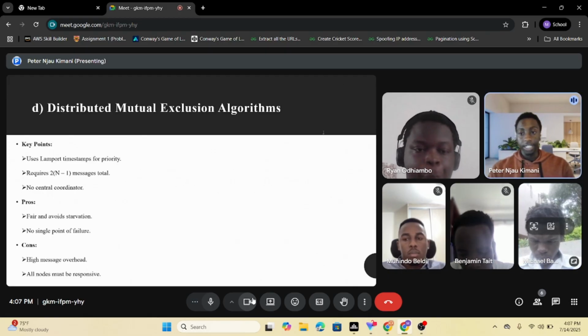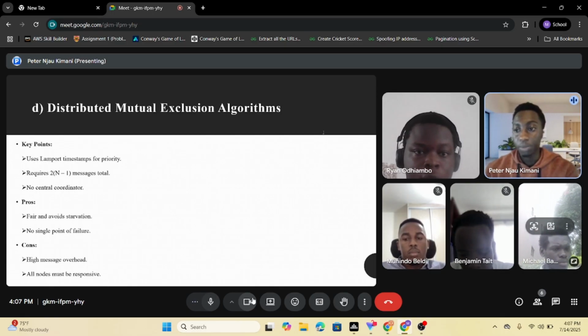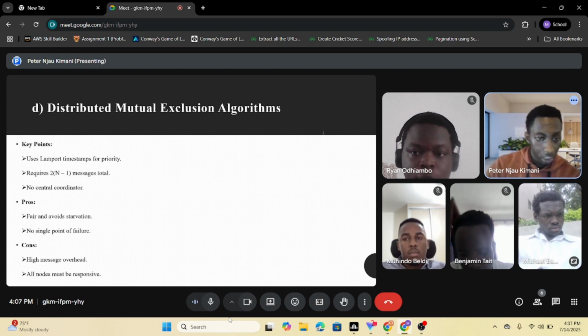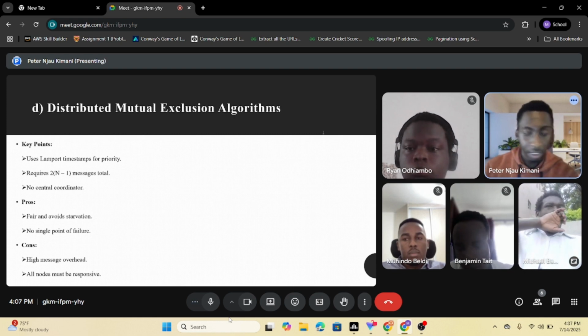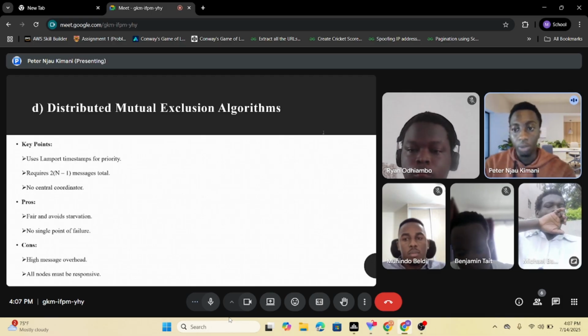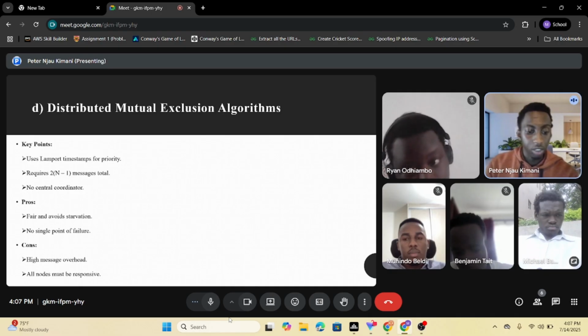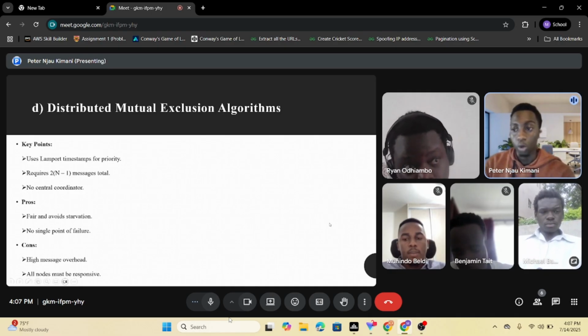As for the disadvantages, we have high message overhead. As we have seen, the message complexity is as described in the key points. And lastly, all processes should be online, so that we can see that they are responsive. And if one is slow, this means others will be delayed.